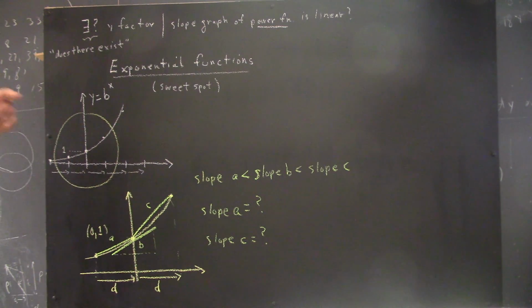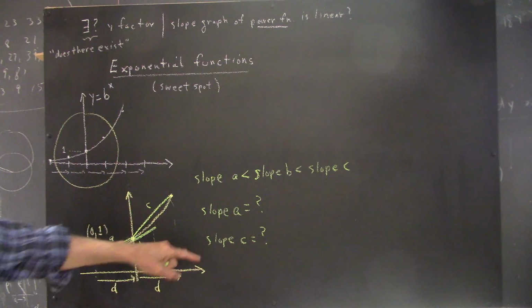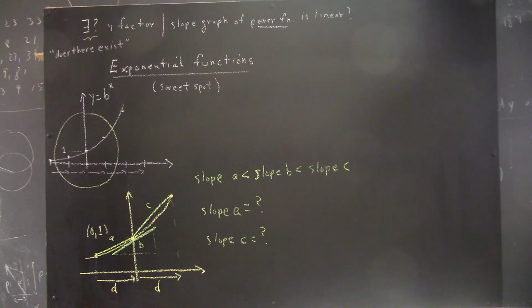Okay, well, pause a minute and see if you can write down an expression for slope A and slope C. It's worth thinking about for a couple of minutes, so I would pause and think about this. Now, hopefully you've done that, and maybe you made some progress, and maybe you didn't, and maybe you gave up before you started.